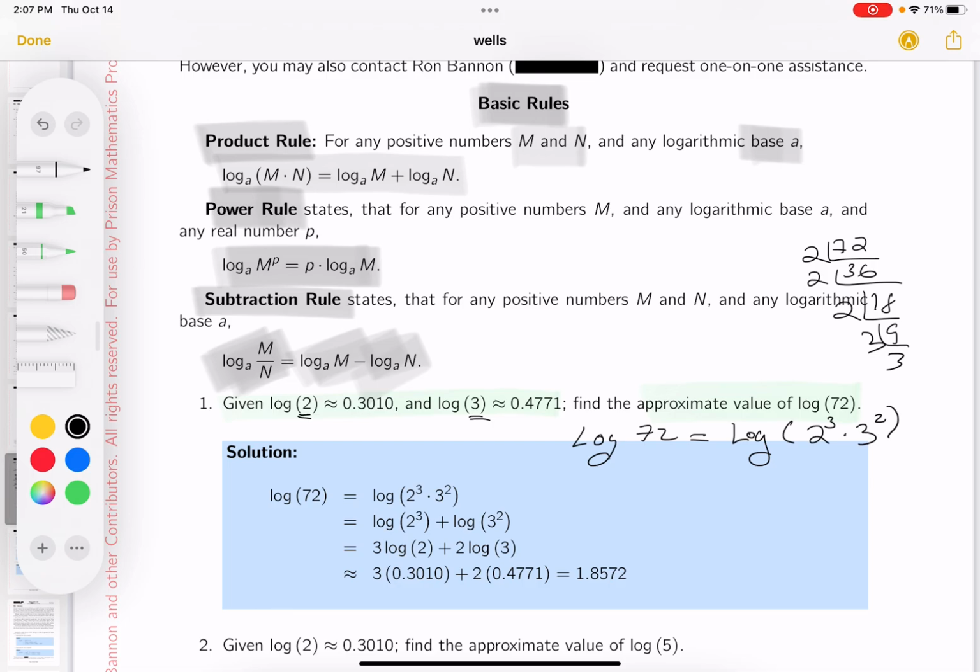And I'm going to now use that product rule. What are you going to get? This would be the same thing as log of 2 cubed plus log of 3 squared. I just used that product rule. Now I'm going to use the power rule. What are you going to get over here? Not 2, I'm sorry, I made a mistake there. Daydreaming again. I daydream a lot, by the way. It's going to be 3 times the log of 2 plus 2 times the log of 3.